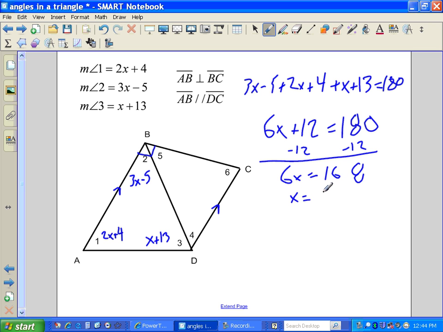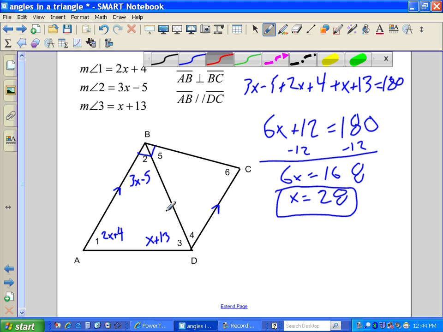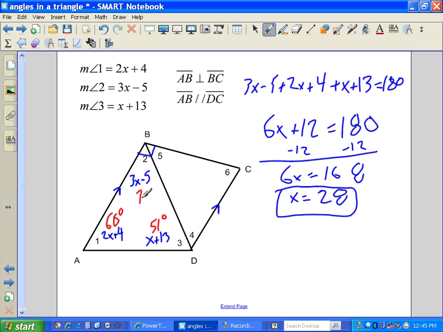x equals, I think it's 28. 6 times 28 is 120 plus 48. Yep, so x is 28. Great, that's a first step. I know that x equals 28. That'll help me figure out what all these numbers are. This one is 28 plus 13, which is 51. This one is 2 times 28, which is 56, plus 4, which is 60. And this one is 3 times 28, which is 84, minus 5, which is 79.